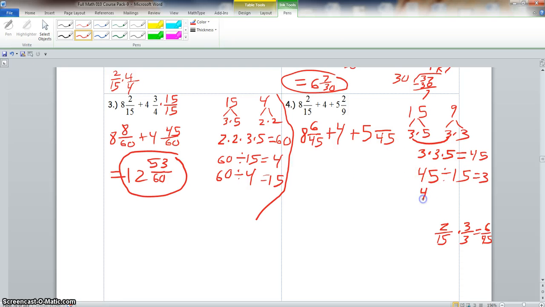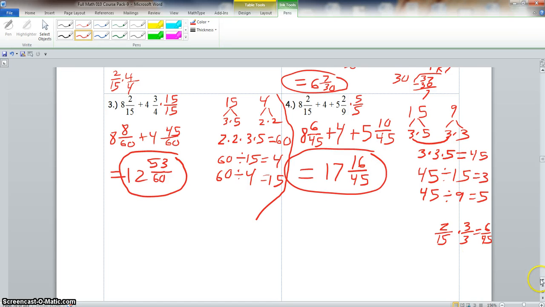Now we take the new denominator divided by the original denominator. 45 divided by 9 is 5. So we'll multiply this numerator and denominator by 5. 2 times 5 is 10, and 9 times 5 is 45. So now we're going to add the integers. We add 8 plus 4 is 12, plus 5 is 17. Now our denominator stays 45 for the fraction, and 6 plus 10 is 16. And we're done with this problem here.